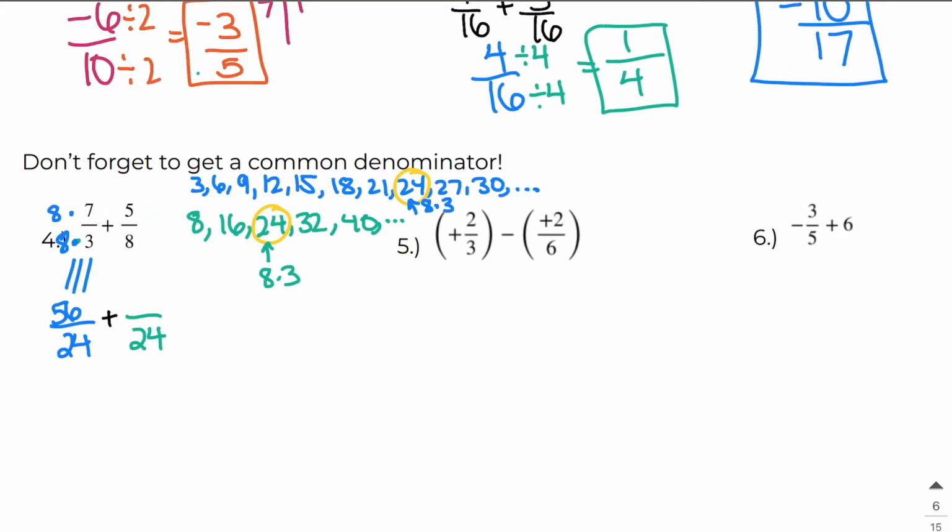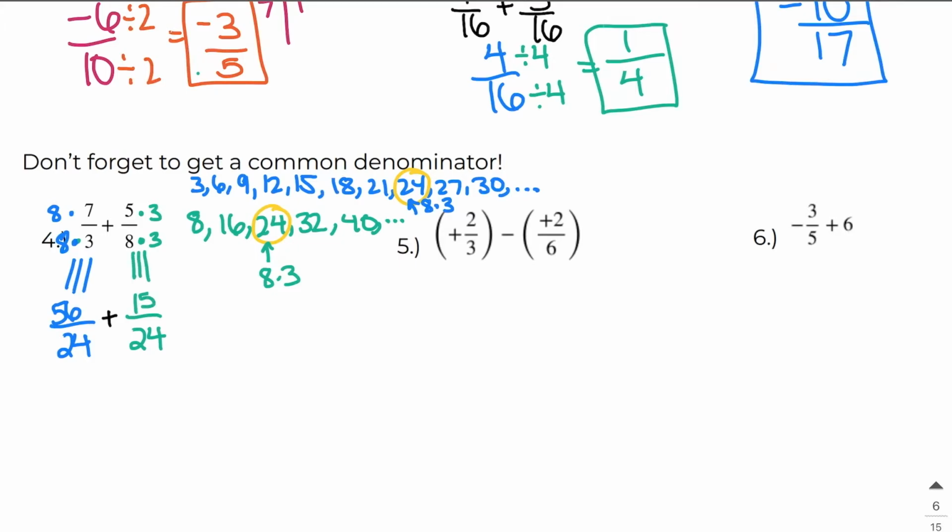So the denominator here is 8. I need a denominator of 24, so I can multiply 8 by 3. Whatever I do to the denominator, I also have to do to the numerator. The reason why I'm allowed to do this is because 3 divided by 3 is 1, and when I multiply any number by 1, it's the exact same number. I'm just writing it in a different way. So 5 times 3 right here is 15.